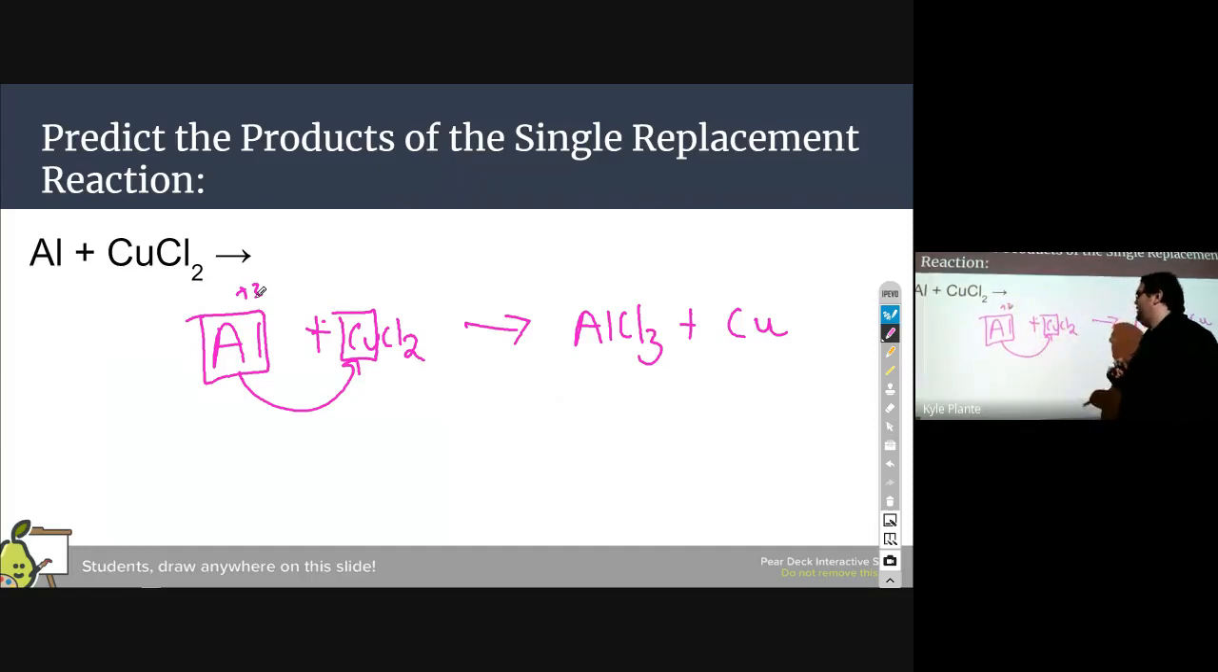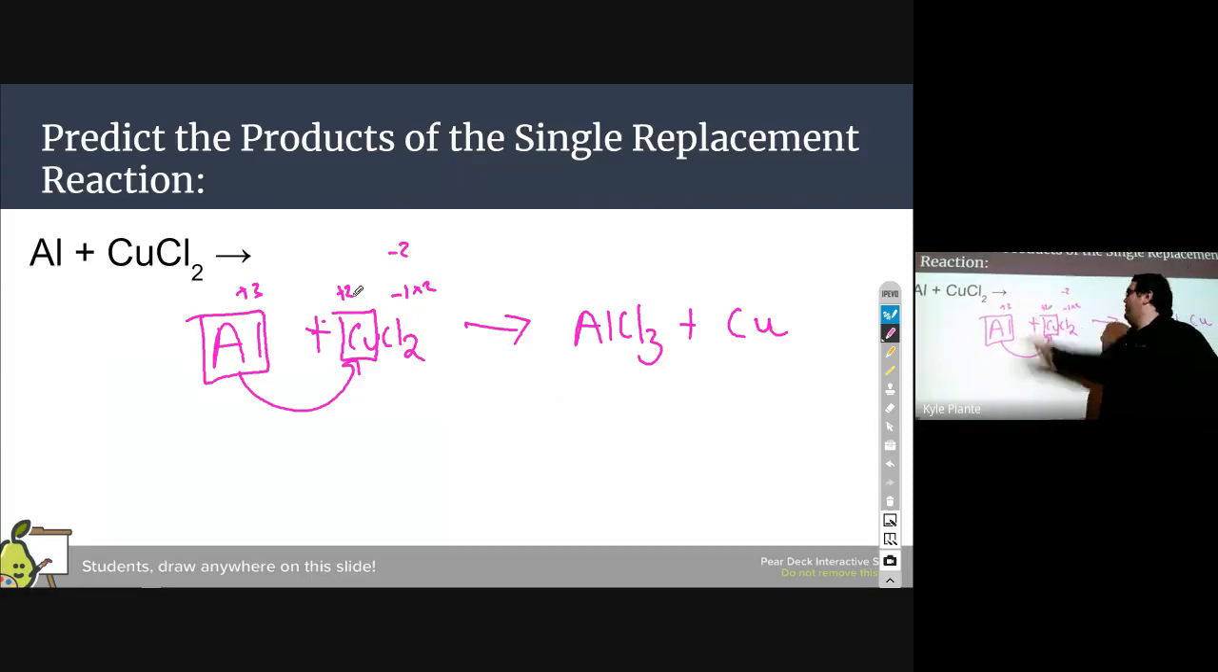If we look here, chlorine always has a -1 charge on it. And that's the two that we care about. If we wanted to figure out copper, we could see that there's 2 chlorines, each with a -1 charge, so we have an overall -2 charge, which means that copper had to be a +2. But we don't really care about the copper in this case. We're just looking at aluminum and chlorine.